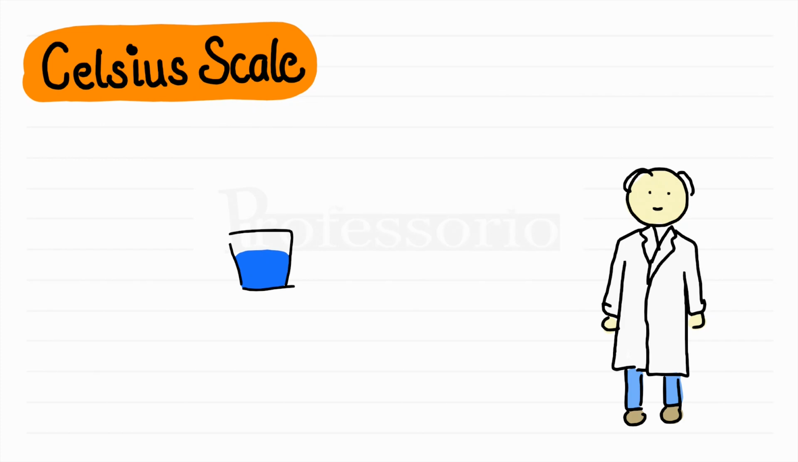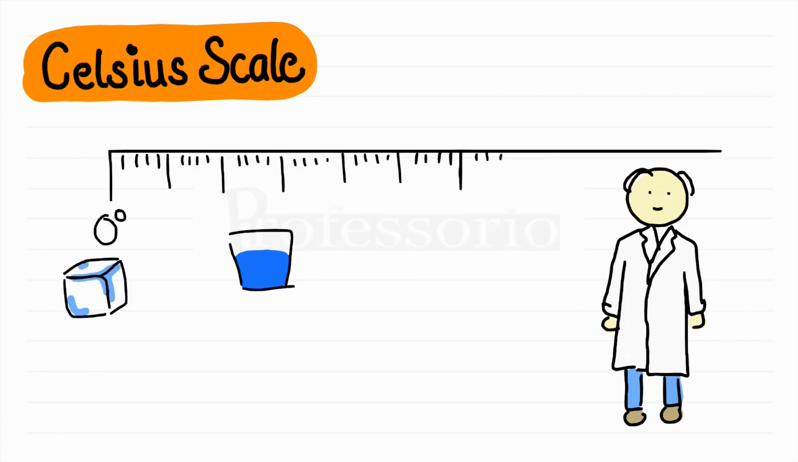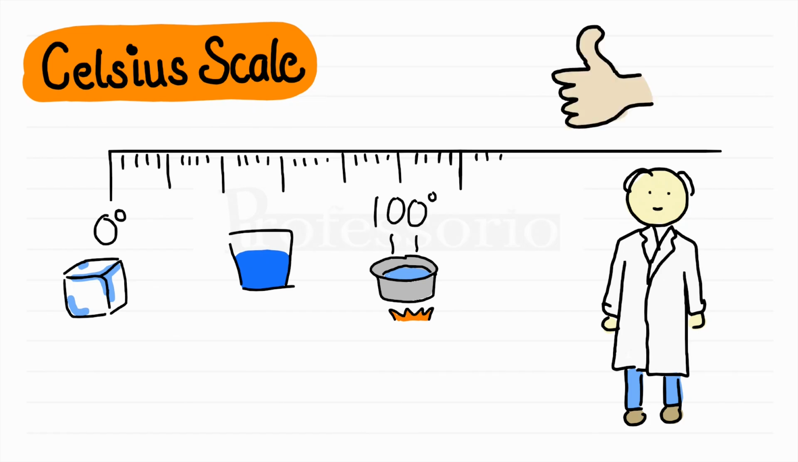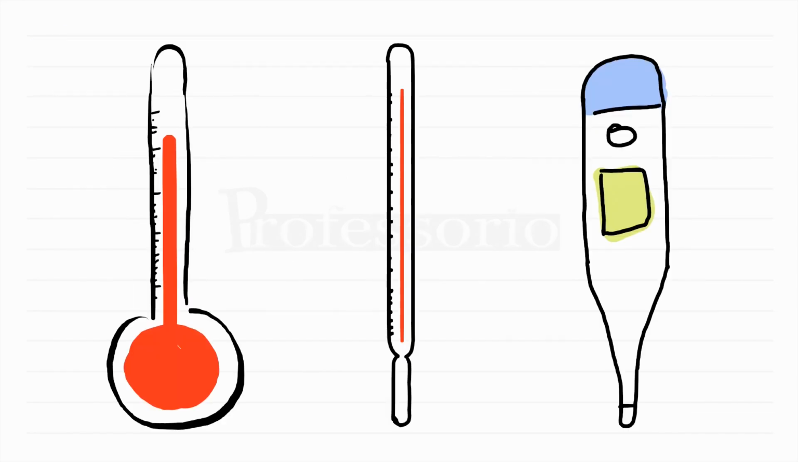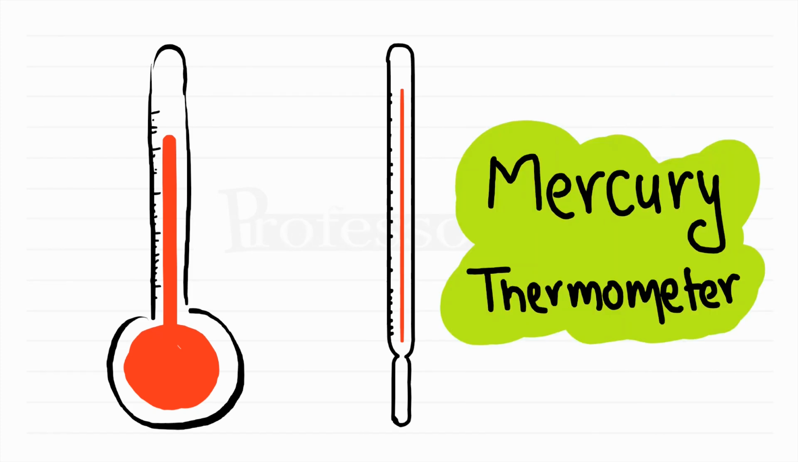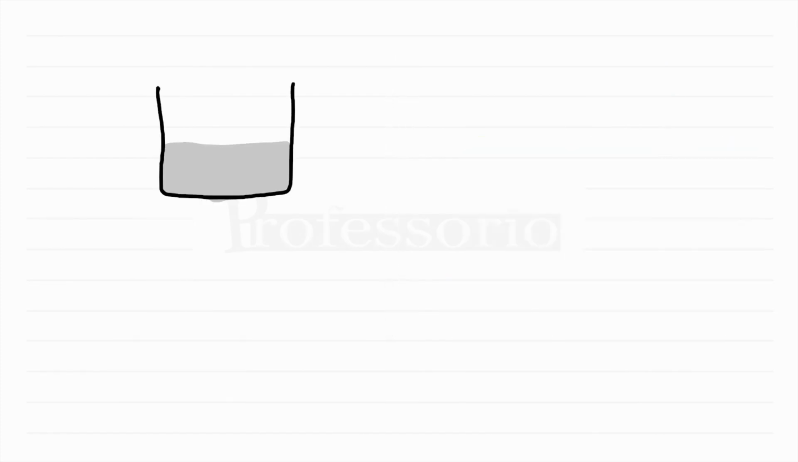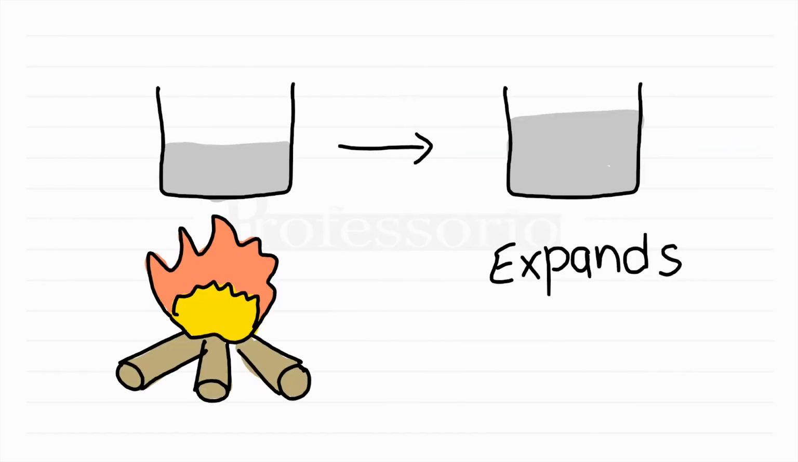Scientists took water as the reference substance and defined 0 degrees when the water freezes and 100 degrees when it boils. This way, everyone measures temperature the same way, and everyone agrees on the scale. And this is how most thermometers are created. The most familiar one is the mercury thermometer. When mercury is heated, it expands.